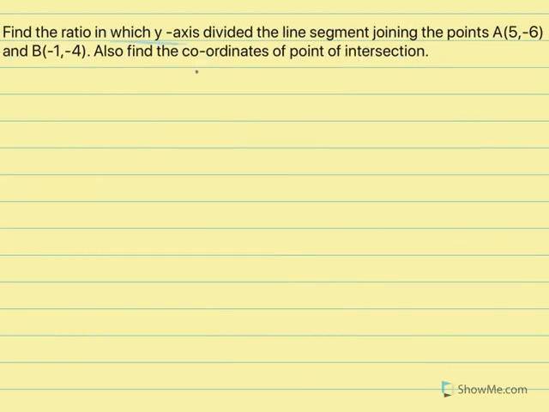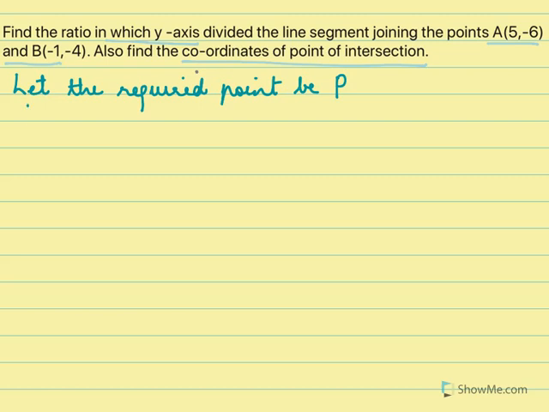Find the ratio in which the y-axis divides the line segment joining A and B. Also find the coordinates of the point of intersection. So here we have the y-axis. So let the required point be P. Now P lies on the y-axis.